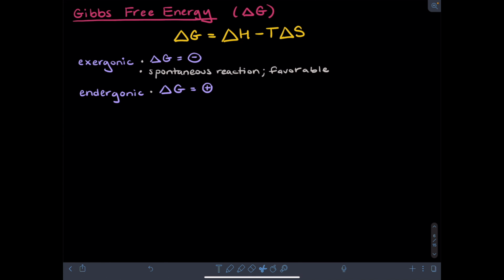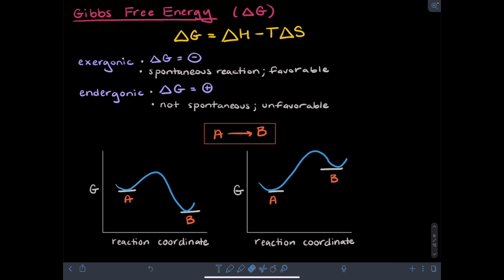If the Gibbs free energy for a reaction is positive, we'll call it an endergonic reaction. And endergonic reactions are not spontaneous, and they are unfavorable. Let's consider a general reaction again of A going to form B. We have two different scenarios. You could have A with a higher Gibbs free energy than B, or B with a higher Gibbs free energy than A.